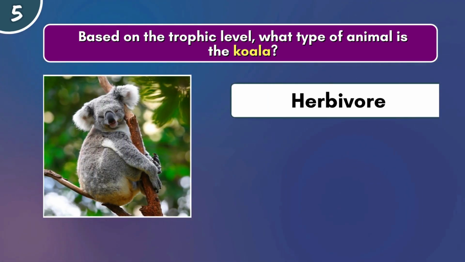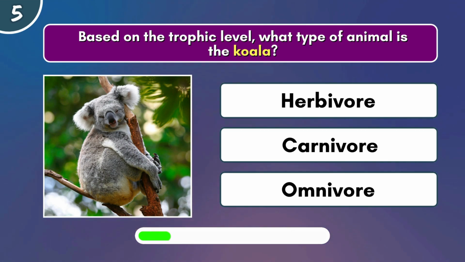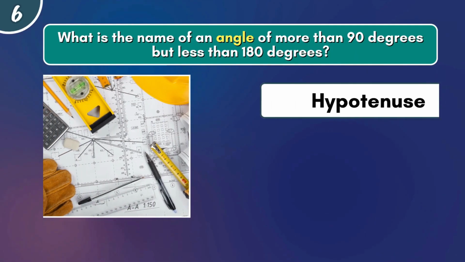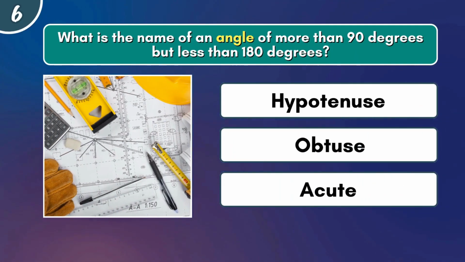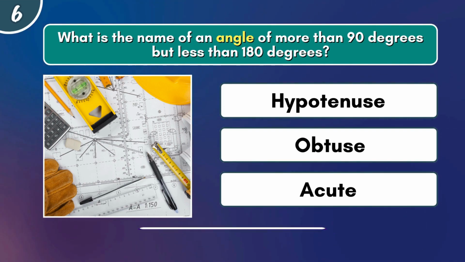Based on the trophic level, what type of animal is the koala? Herbivore, carnivore, or omnivore? They are herbivores. What is the name of an angle of more than 90 degrees but less than 180 degrees? Hypotenuse, obtuse, or acute? It's obtuse.